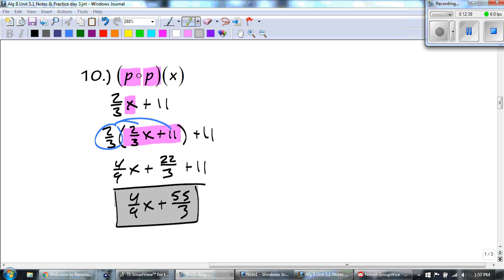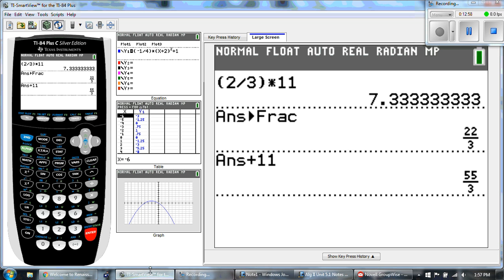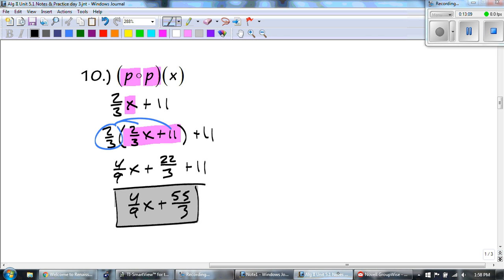Okay, and you should have gotten a final answer of 4/9 x plus 55 over 3. Now, 2/3 times 2/3, 2 times 2 is 4, 3 times 3 is 9, and I can't do anything. I'm going to actually make that look like a 9 on both of those. I can't reduce that. Now, 2/3 times 11 was 7.33333333. I changed it to a fraction to get 22 over 3, and then I added 11 to get 55 over 3. And that's it.